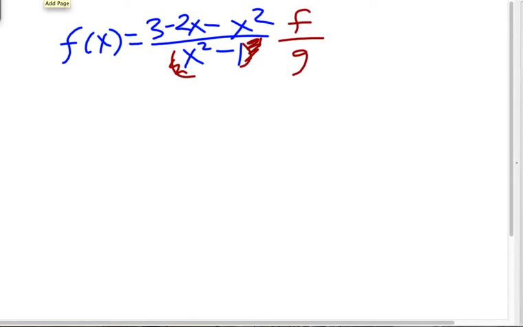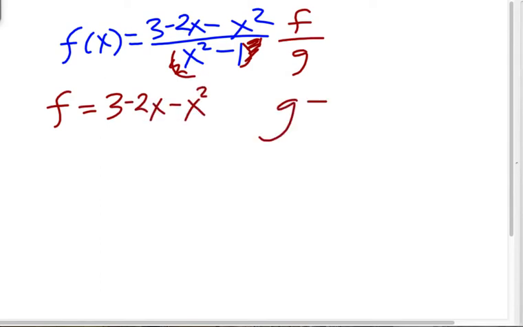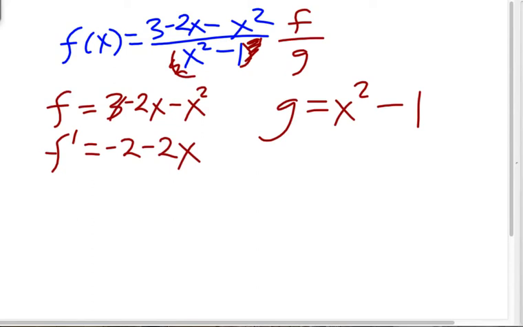So I write it down. f is 3 minus 2x minus x squared. g is x squared minus 1. f prime equals, well, gee, this looks like power rule. That's 0 minus 2 minus 2x. g prime equals 2x. Okay, so now we're done with our calculus. We've got to put all of this back together.